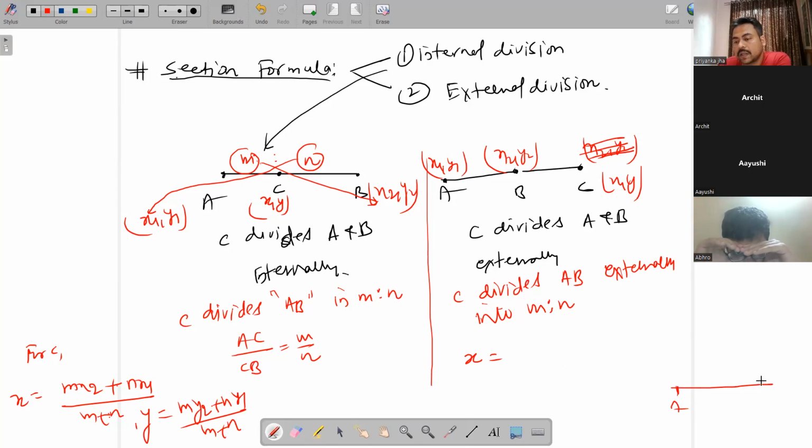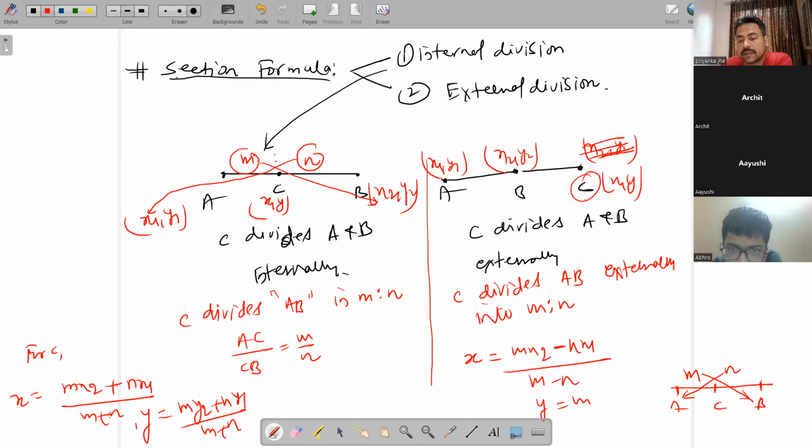Now, just to imagine this clearly, this is A and this is B. Just bring this C in between A and B anywhere. Now see, we know that this C will divide AB externally into m is to n ratio. So diagonally again, m x2, this is doing externally, so we have to use minus sign. That's it. This is the only difference. And x1 upon m minus n, and y is m y2 minus n y1 upon m minus n. That's it.